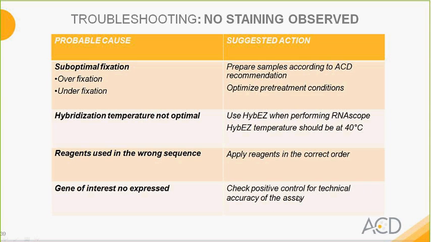If your gene of interest is not expressed, you should check the positive control to determine that your technique is accurate. Sometimes it's likely that your gene of interest is not expressed when you're comparing with other technologies such as PCR. You should call ACD technical support when you're faced with this problem, and we can guide you with appropriate suggestions.